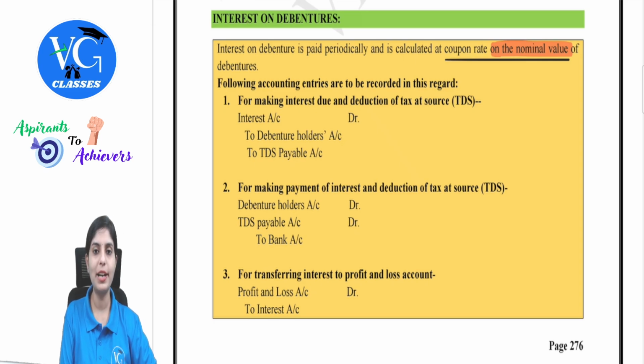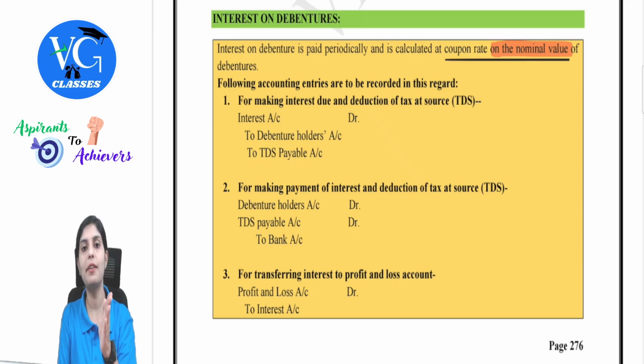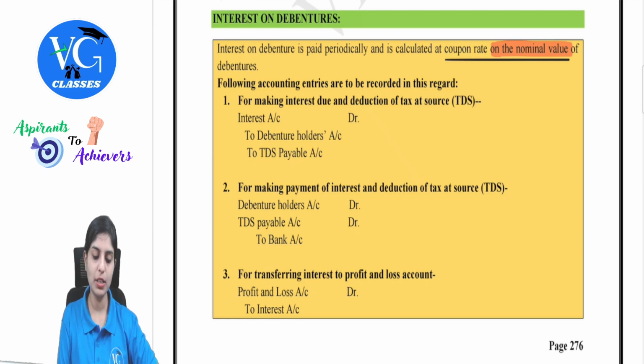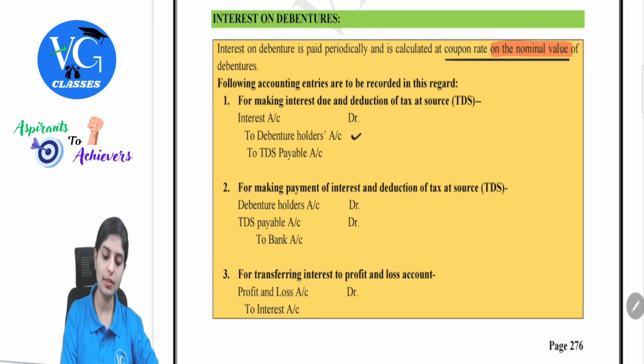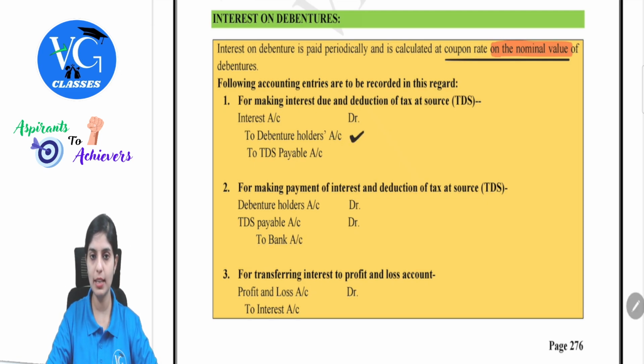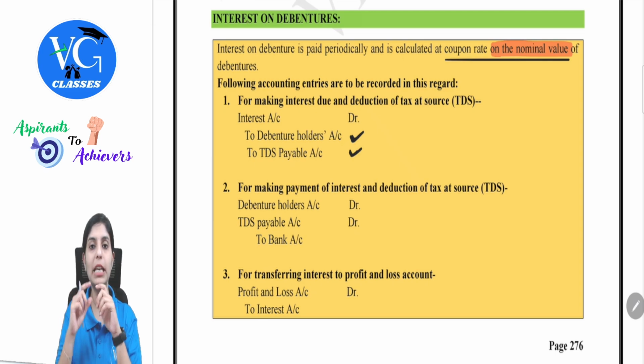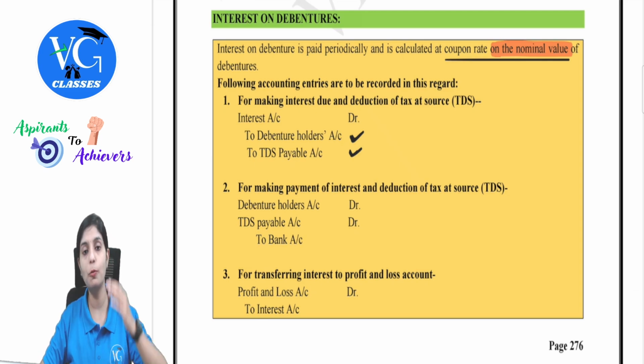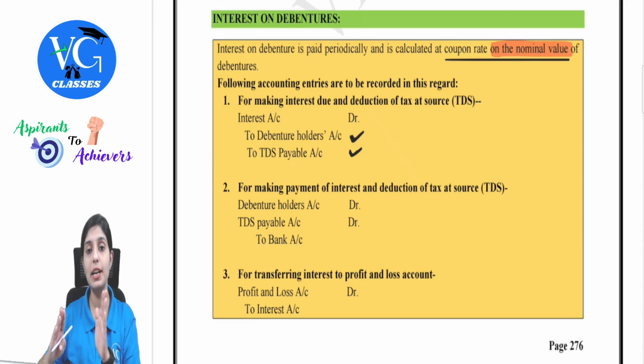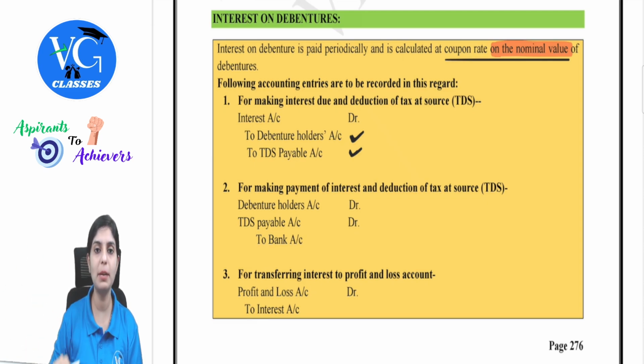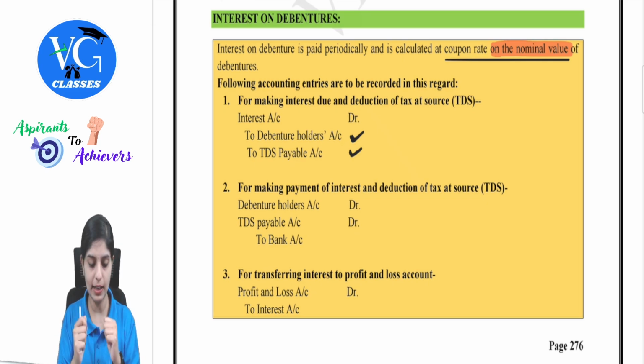See, for making interest due and deduction of tax at source. By now, you should be aware of the format of journal entries. First, it is always making it due. So first, for making it due, interest account debit. For a company, interest is an expense. So we will credit debenture holders account, because ultimately I have to give to debenture holders itself, then to TDS payable. See, this is part which is deducted from the interest amount which is credited to debenture holders. So for you, it is again neither an expense or income. You will just credit it, but ultimately you have an obligation to pay it back to the government. I hope this structure is understood.